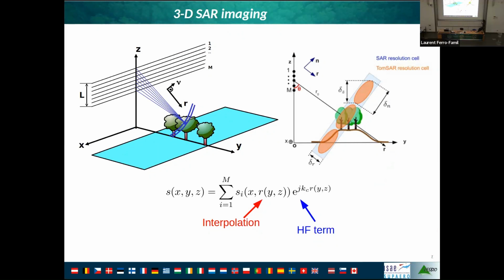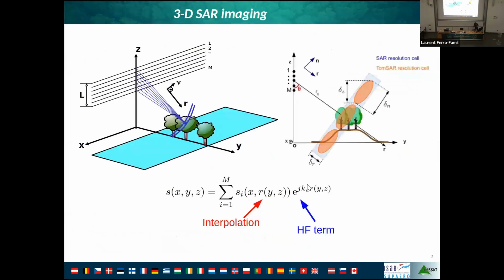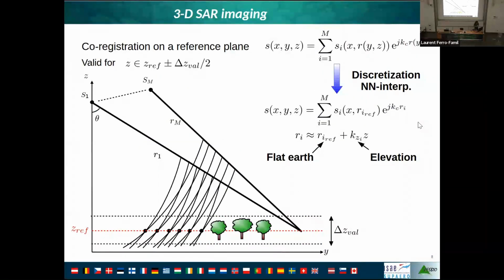So the processing is very simple. The one that Stefano showed you is called back projection, which is a very well-known algorithm to do 3D imaging. You just need to take every single 2D image, interpolate it at the right distance, compensate the phase term, and make a sum. It is easy to do, but you still need to interpolate the data. Interpolating the data means that you lose time and you need to choose the right way to interpolate. It's not direct. We can show that in some cases, it is not necessary to actually perform this interpolation.